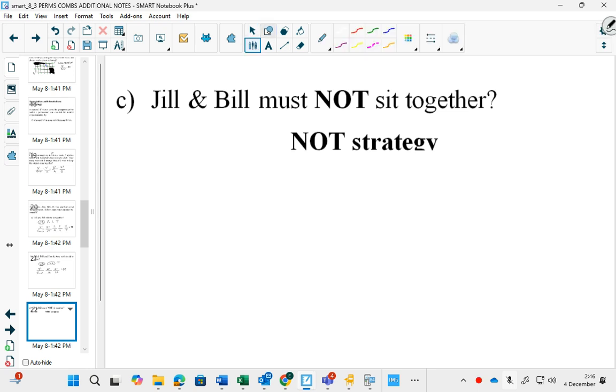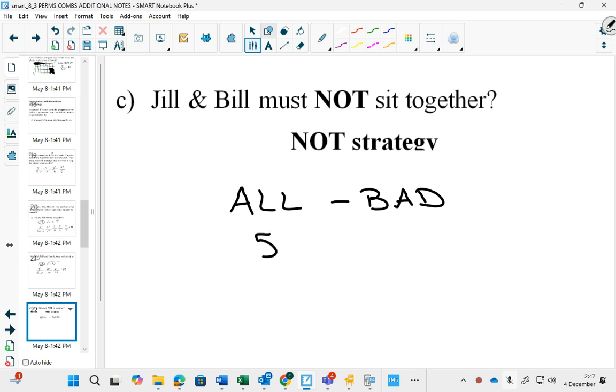So this is a great example of the not strategy. It's actually quite complicated to think, okay, so Jill could be first, but then not Bill, and then Bill second, but Jill could be second. Well, there's so many different possibilities that would work, but counting them would be complicated. So this is where we really like the not strategy. And the not strategy is where you count all the ways and subtract the bad ones.